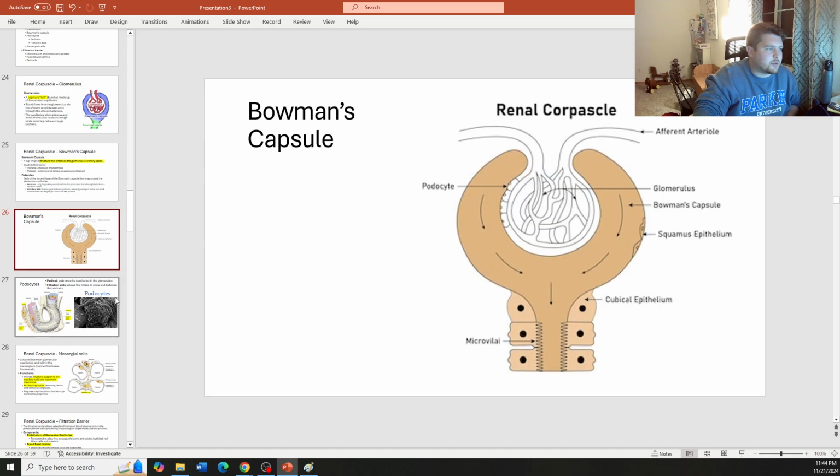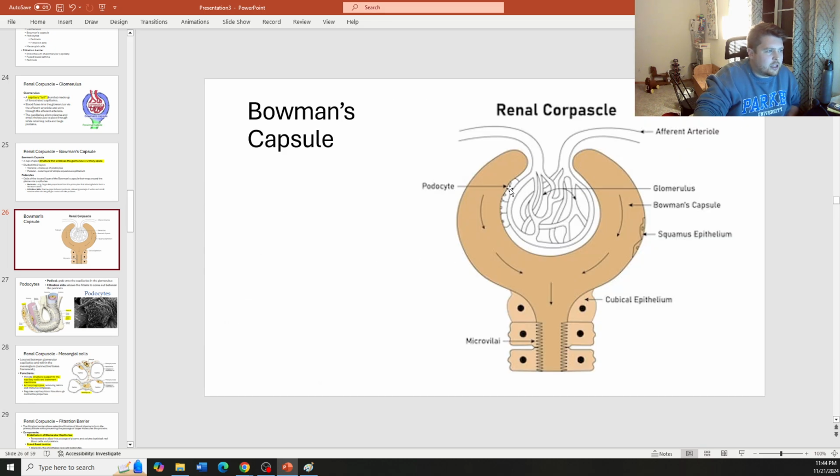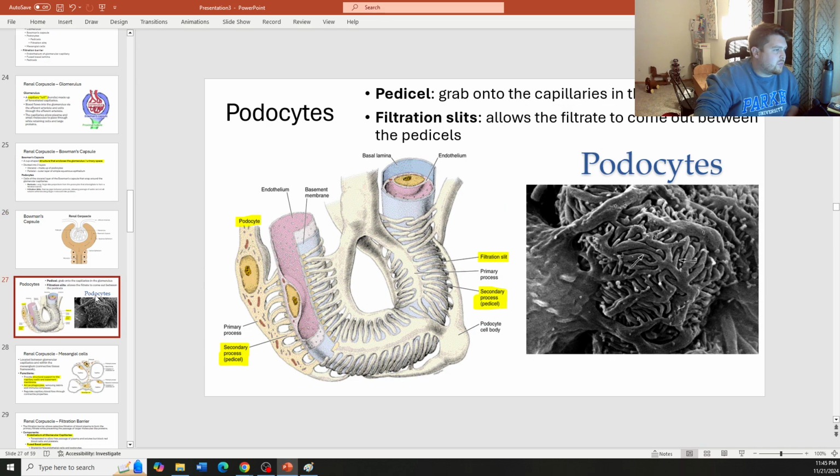So here's the Bowman's capsule again. Here are the podocytes. Imagine we take this podocyte and this capillary right here, and we zoom in right there. This coming through is our fenestrated capillary, and there's its endothelium, that basement membrane, all that kind of stuff. All this white here, these are our podocytes, podocyte, podocyte, podocyte, all throughout here. And they give off these processes called pedicels.